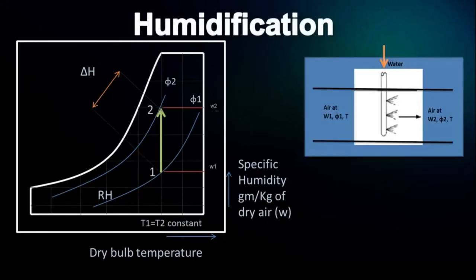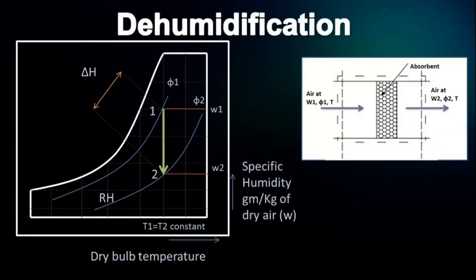Next, humidification. It is the process of addition of moisture into the air without changing the dry bulb temperature. The process is shown on the psychrometric chart as a vertical line directed upward. In humidification, the specific humidity increases from W1 to W2, whereas dry bulb temperature remains constant. Here, the relative humidity increases from phi1 to phi2. The process of humidification can be done by spraying water at the same temperature as that of the air into the air, as shown in the figure. Next, dehumidification.